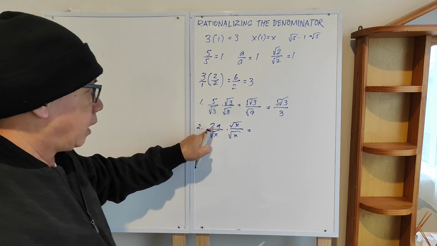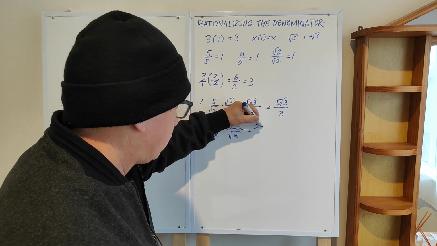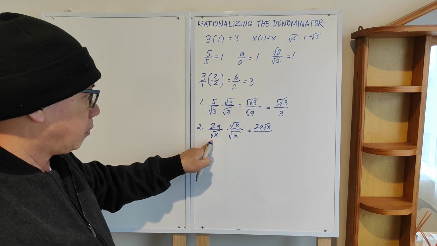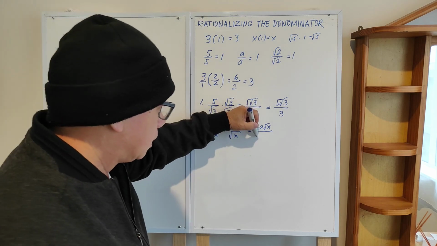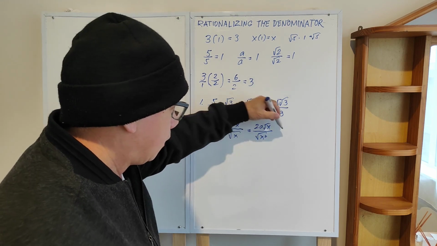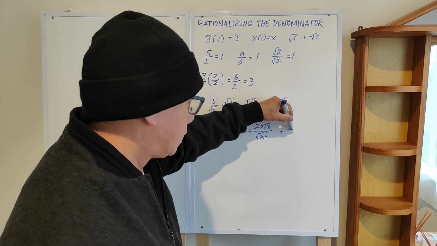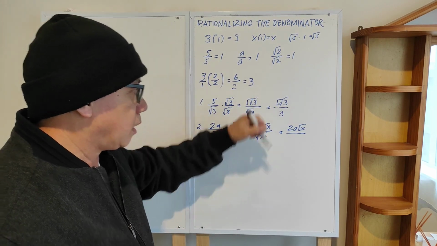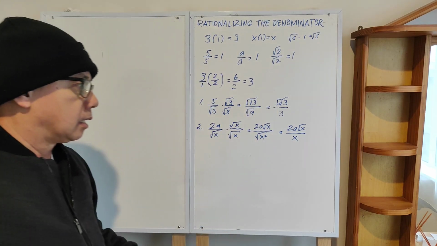So 2a times square root of x will be 2a square root of x. The denominator will be square root of x squared. So it's still the same, 2a square root of x. Square root of x squared is x.